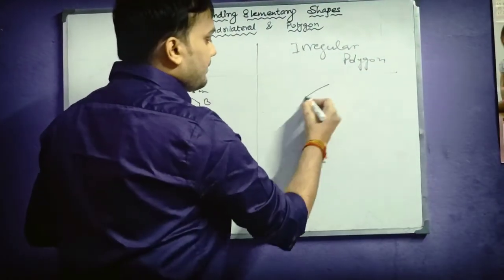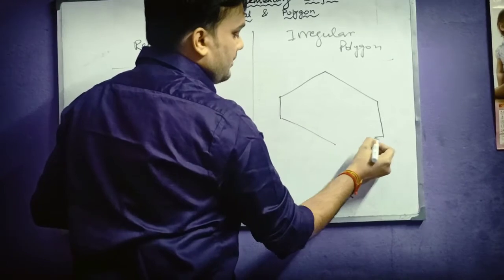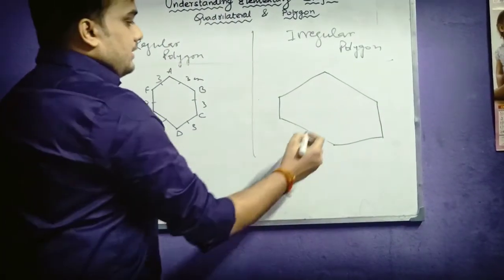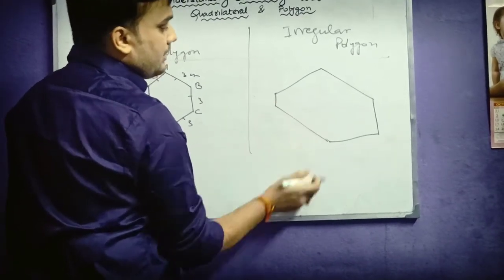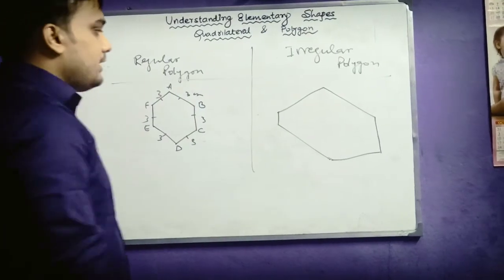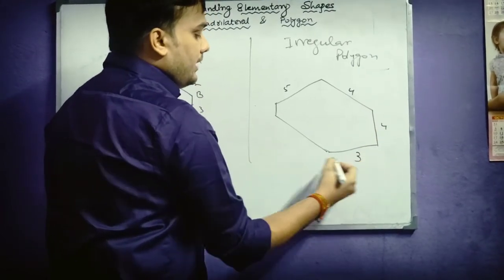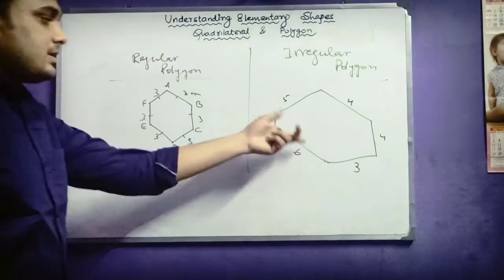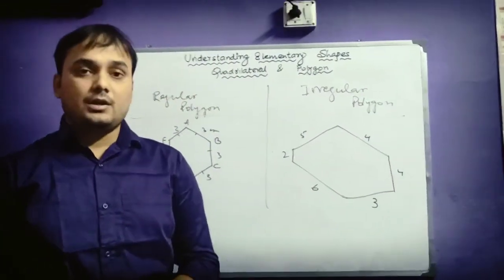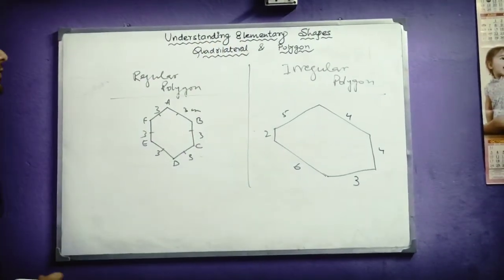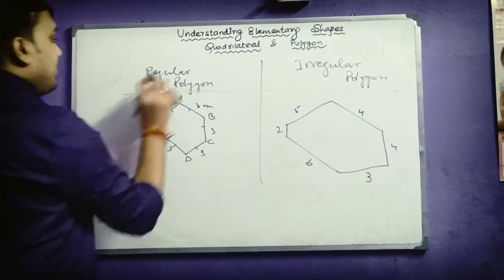But if I draw like this, you see here, all sides are not equal. It may be 5 centimeters, it may be 4, it may be 4, it may be 3, it may be 6, it may be 2, whatever. So you can see all sides are not equal to each other. So we will say this is an irregular polygon. Okay, so this also you have to keep in your mind. Students, I am trying to explain each and everything with respect to the polygon so that your basic concept is clear. Now let us move on to the next type.